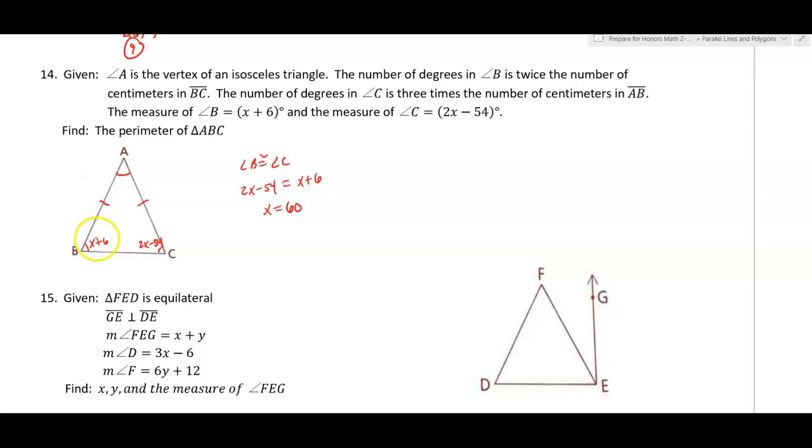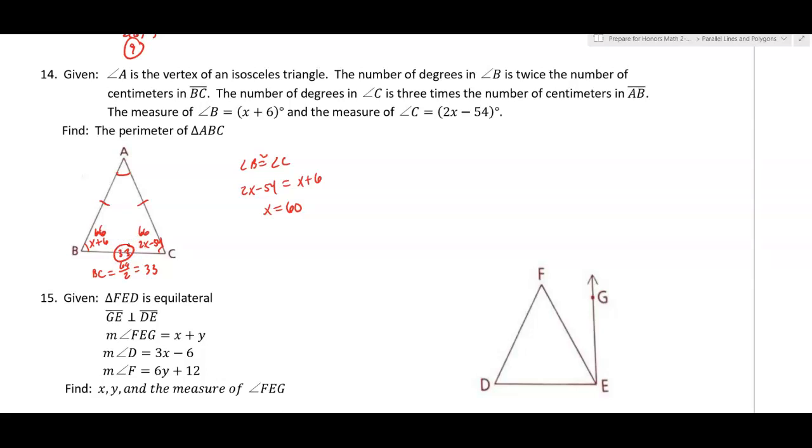Now, if x is equal to 60, this angle would be 66 degrees. This angle would be 66. And up here it says the number of degrees in angle B is twice the centimeters in BC. So if the angle is twice that, I know BC would be 66 divided by 2, which is 33. So that side length is 33.